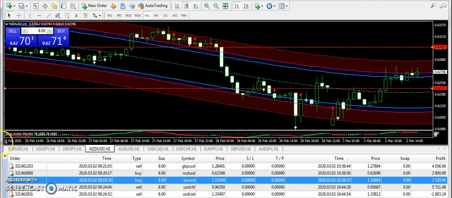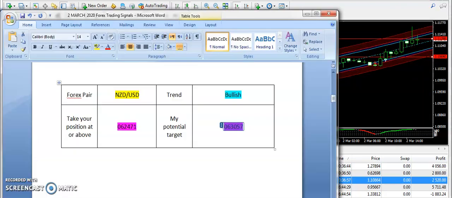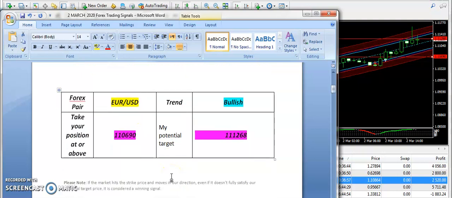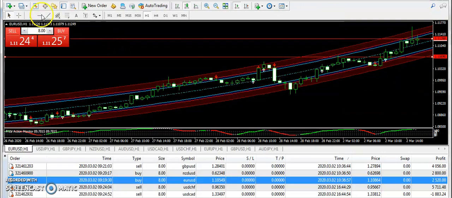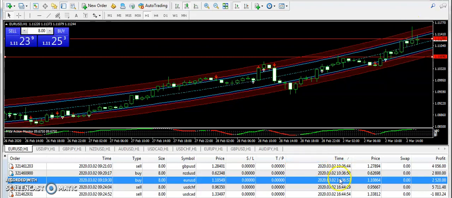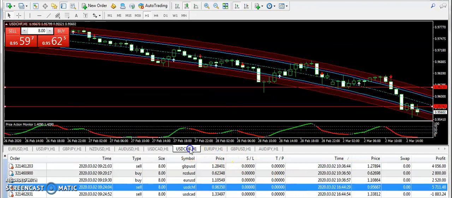Okay, now let's talk about the strength that we have seen today on Euro USD. The first three signals out of my signals report hit consecutively, and the third one is Euro USD. Euro USD with a bullish expectation from 110690 and 111268 is the target price. And guys, you can see right from the entry the market started to make upward momentum, and within 3 to 4 hours the market hit the target price. So I congratulate all those traders who have taken the buy positions on this pair. They must have ended their day with good profits.